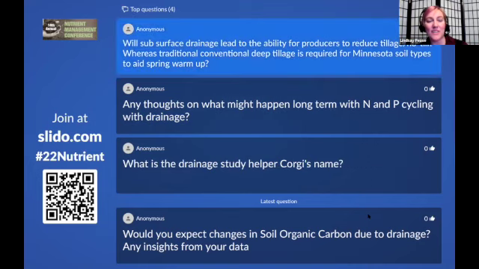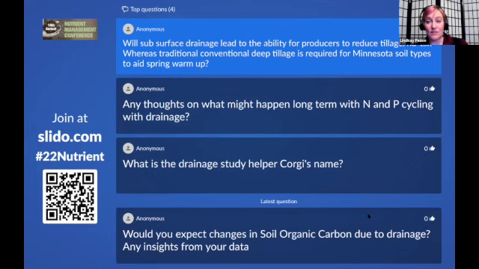Okay, will subsurface drainage lead to the ability for producers to reduce tillage and do no-till, whereas traditional conventional deep tillage is required for Minnesota soil types to aid spring warm-up? And yes, this is something that there's a publication on, one of the few drainage publications that we had before I came up here to the university. It's from about 20 years ago. They did look at soil temperatures in different drain spacing plots and found that the soil temperatures were a few degrees warmer in the drained plots than the undrained plots. So having those extra couple of days to warm up the soil might be relevant when you're dealing with such a short growing season. So I do think that is a possibility of what we could see.